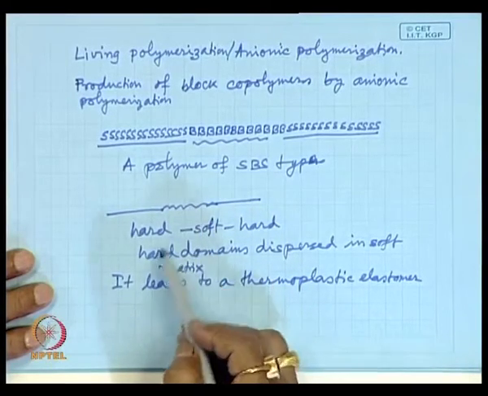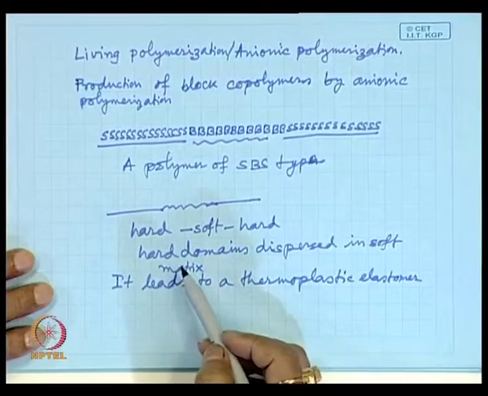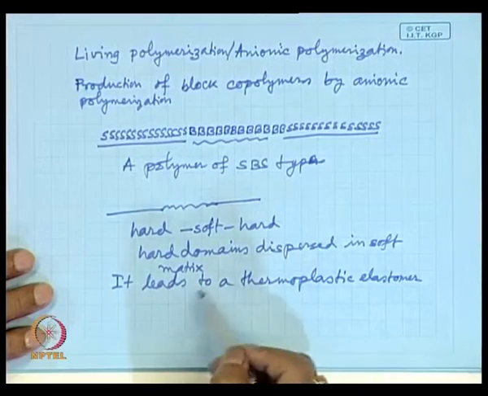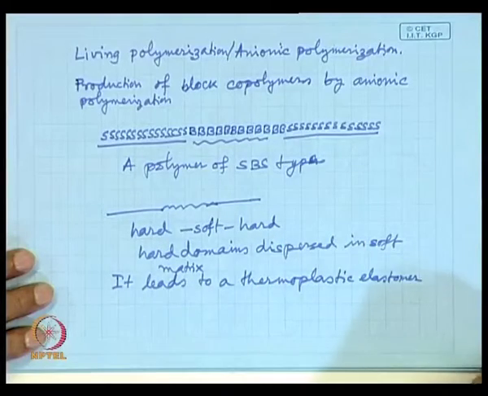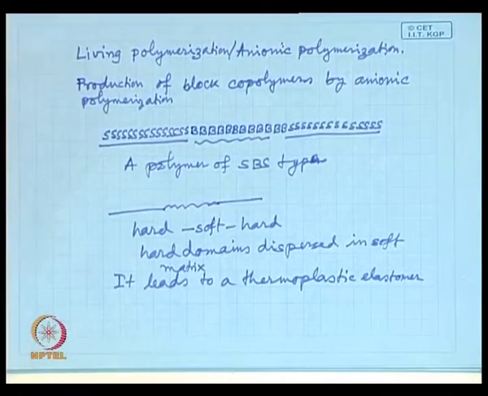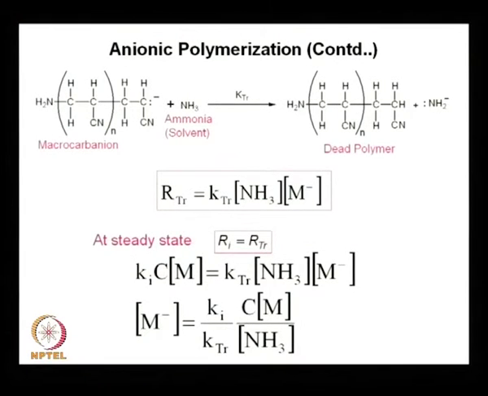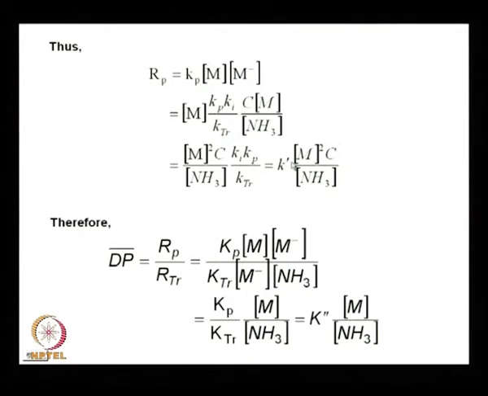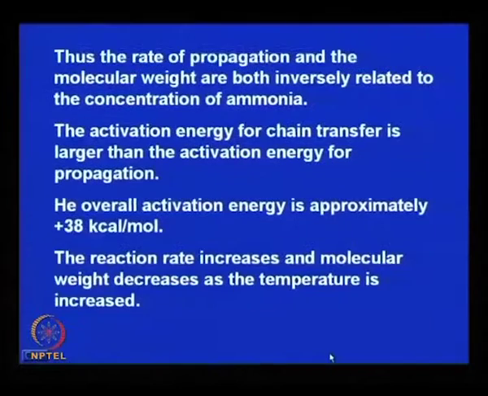By anionic chain polymerization you can manufacture these hard, soft, hard blocks as thermoplastic elastomers, since it is living in nature. And as before, here also you see the different expressions for different rates, RP, RTR. By the steady state concept you get this concentration, then you get this RP, and therefore, you can get DP. Thus the rate of propagation and the molecular weight are both inversely related to the concentration of ammonia.